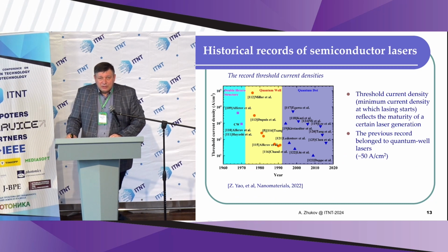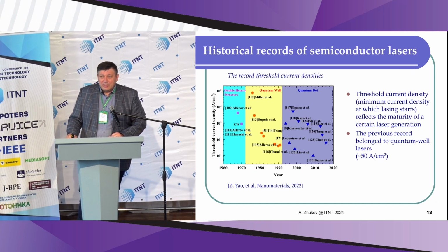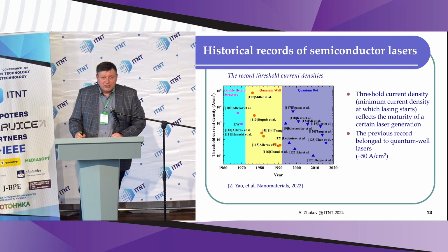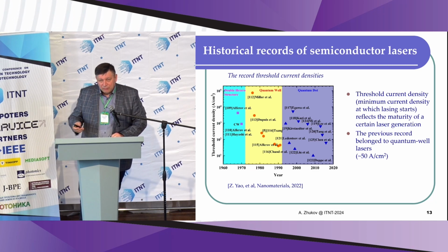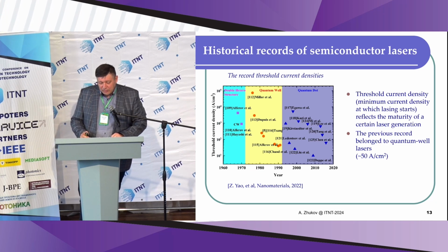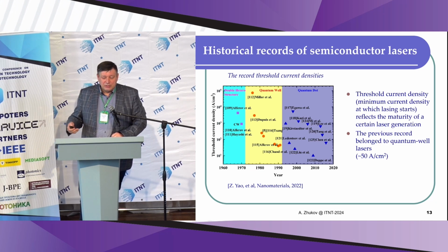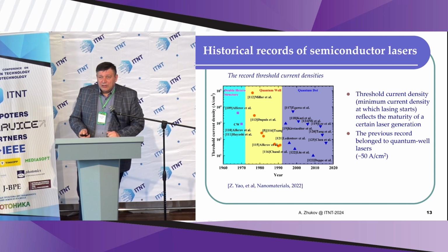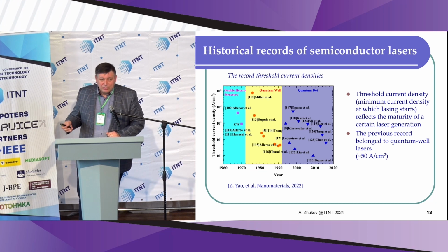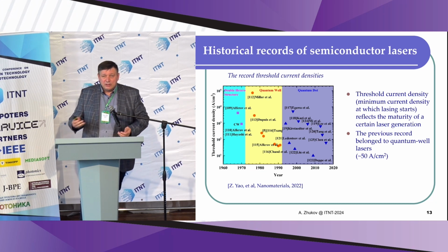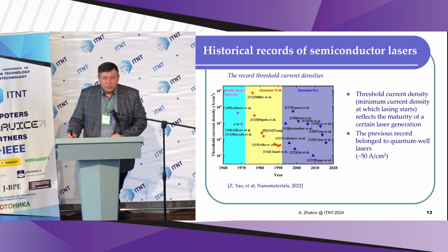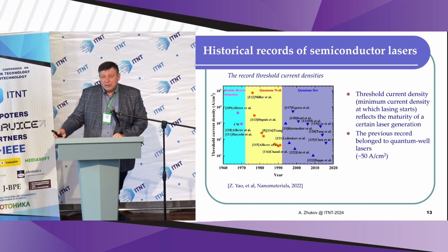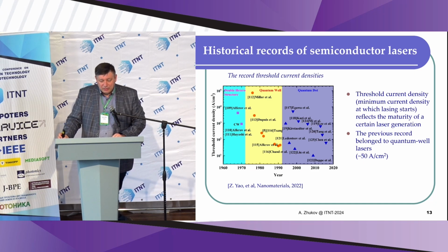So here is a historical diagram demonstrating how the threshold current density of diode lasers has improved from time to time, in accordance with their development. When two-dimensional quantum well lasers were initially demonstrated, their threshold current density was much higher compared to the conventional bulk material lasers of that time.